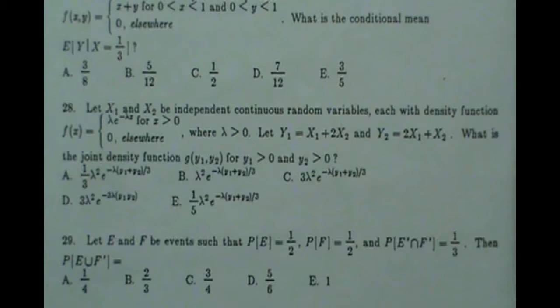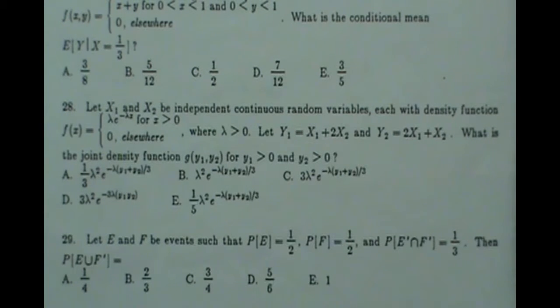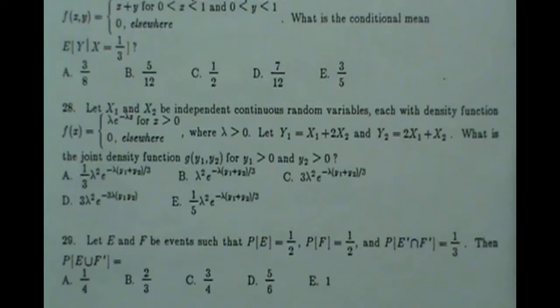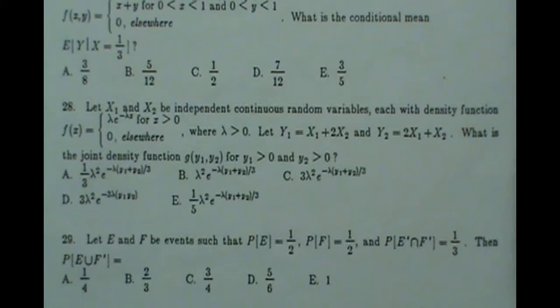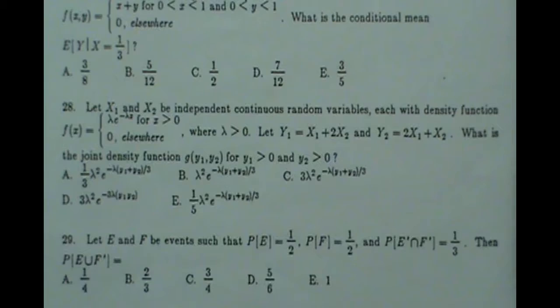Number 28: let x1 and x2 be independent continuous random variables, each with density function f of x equal to lambda e to the minus lambda x, x greater than 0, lambda greater than 0. Let y1 equal to x1 plus 2x2 and y2 equal to 2x1 plus x2. What is the joint density function g of y1, y2, where both y1 and y2 are positive?